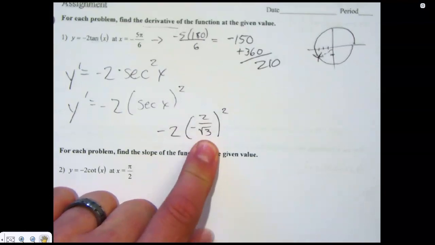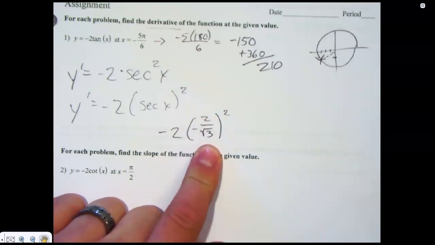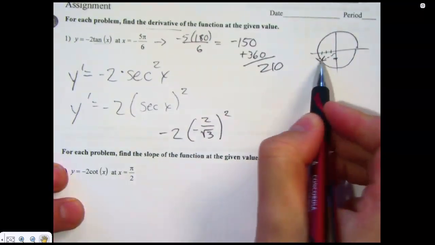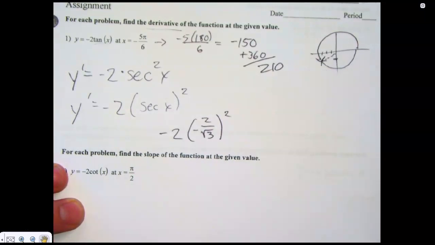That, I think, is the hard part. Getting this number right here, I think, is the hard part. Should I go over that again? Okay. So secant is the flipped over version of cos. Cos is the x value. So I want to find the x value at that spot and flip it upside down to get to c.